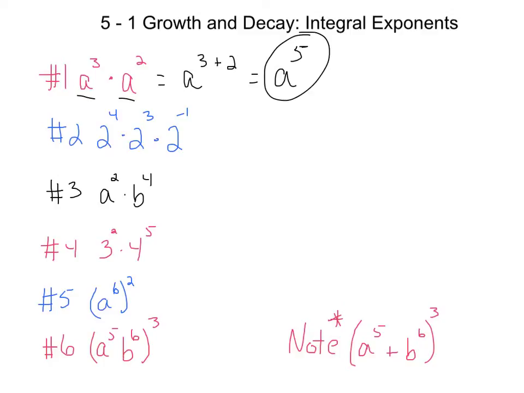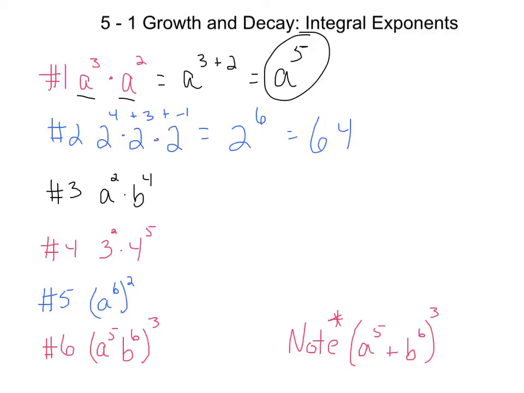The same works for the next one. Add the powers. 4 plus 3 plus negative 1 is 6. So this really says 2 to the sixth power. And 2 to the sixth power you can put as 64 because it's relatively simple to do.